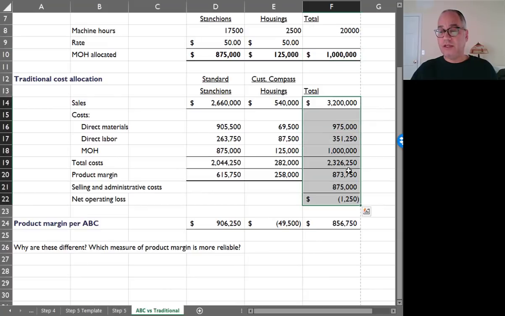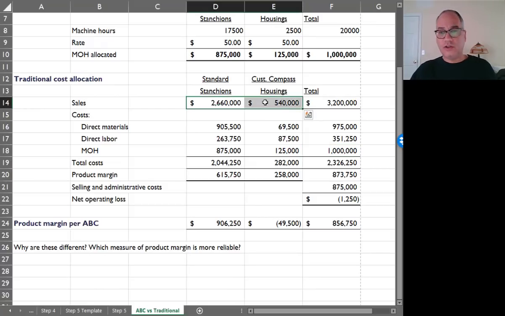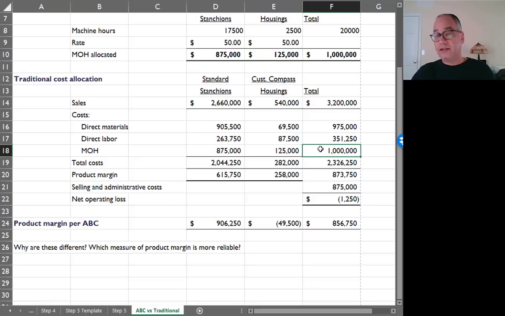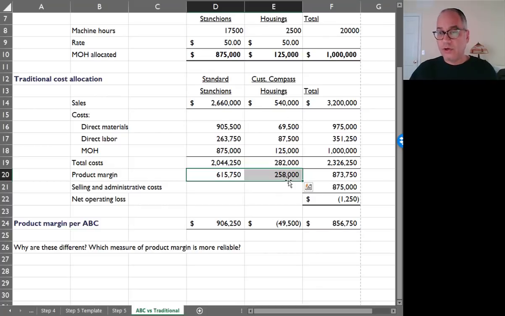This is our income statement here, and we're trying to break down our overhead and everything else. So this is the sale of each product. I just took this from the previous section. And materials and labor are the same as the previous section. Manufacturing overhead, based on this allocation, would be $875,000 for standard stanchions, and it would be $125,000 for housings, adding up to $1 million. So I got my cost and my profit by product, or product margin, for standard stanchion would be $615,750, and Custom Compass would be $258,000. So the total would be $873,750. That would be the total product margin, excuse me.